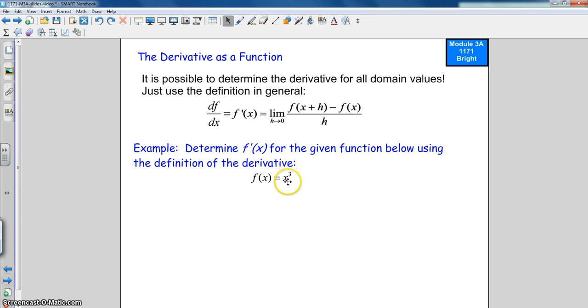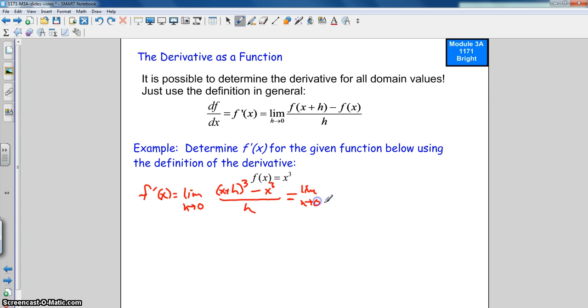So f of x is x cubed, and we want to find the derivative of f with respect to x for all domain values. So we'll just proceed by doing the definition of a derivative here. So f prime of x is going to equal the limit as h goes to 0. And now instead of x, this says substitute x plus h in for x. So I'm going to have in the numerator (x plus h) cubed minus, and then just f of x, which is just x cubed, all over h.